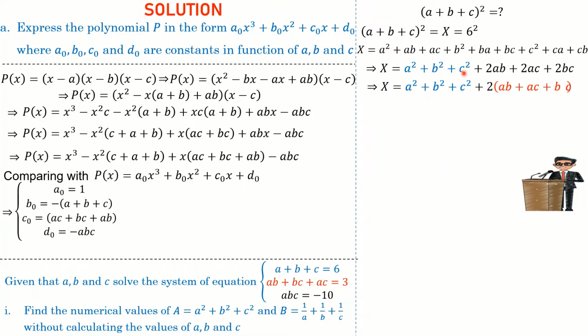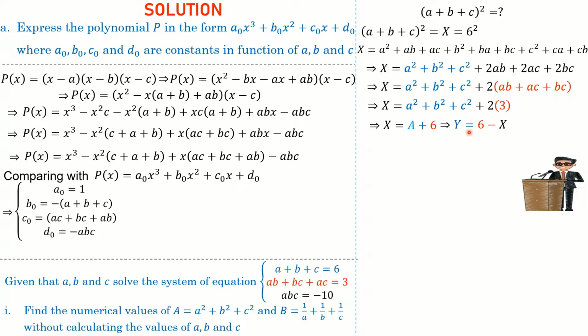So from there, we get a squared plus b squared plus c squared plus, and we can factor out a 2 from here, and we get 2 times ab plus ac plus bc. Now we are looking for a squared plus b squared plus c squared, but we know the value of ab plus ac plus bc. It was given in one of the equations in my system, and it is 3. So simplifying, we get X to be equal to a squared plus b squared plus c squared, which is my A that I am looking for, so I replace it with it, then plus 6.